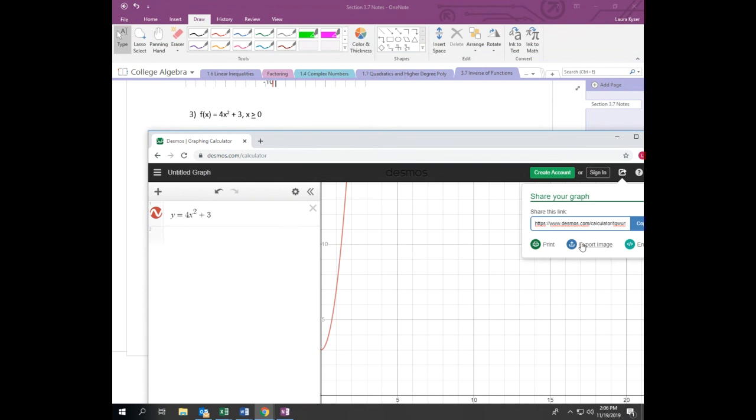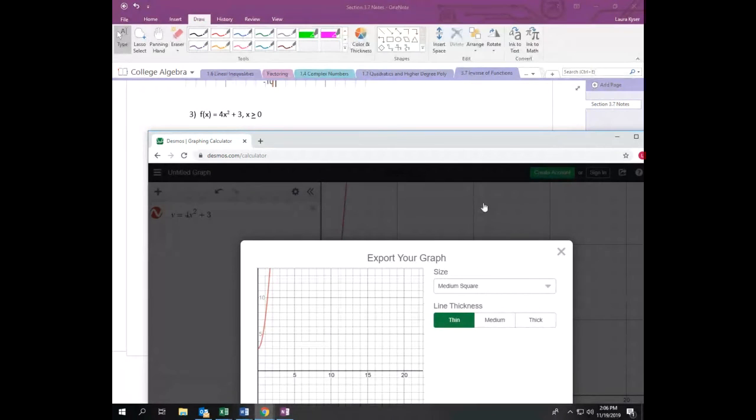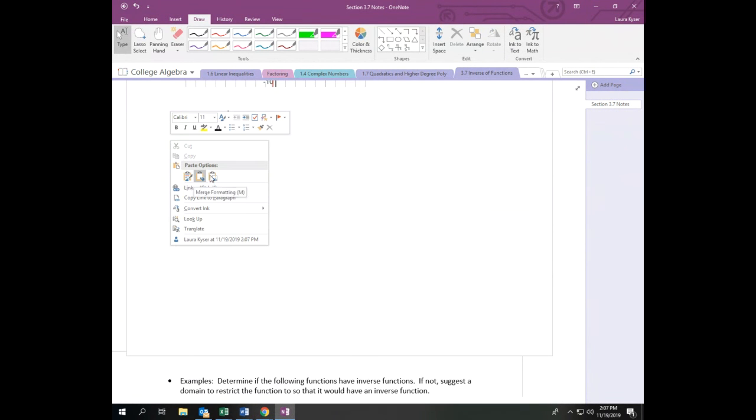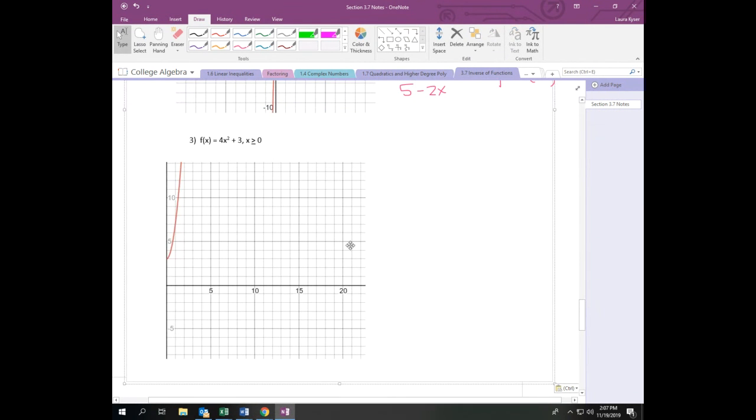Let me see if I can export this one as well. Oh, I can even export the right image. Okay, so I want to copy. Let's see if I can remember how I just did this. Yeah, just like that. Okay. I kind of want to crop it.